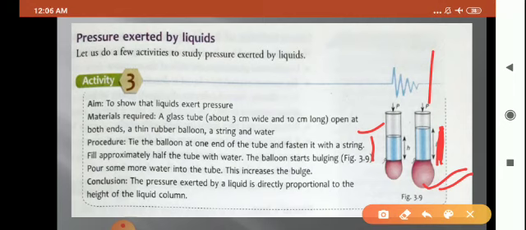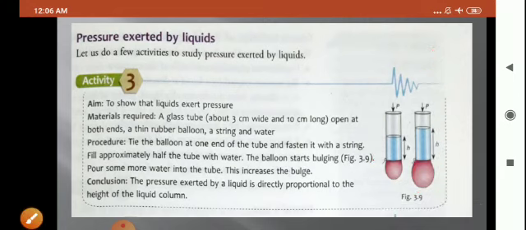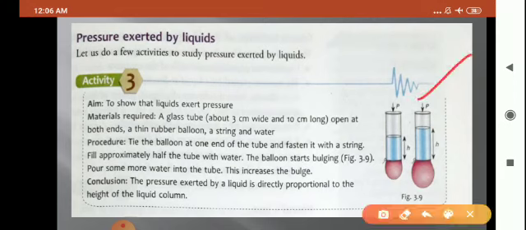Okay, जितना ज़्यादा पानी का height होगा, उतना ज़्यादा liquid नीचे की ओर pressure exert करेगा. More the height of the liquid, more will be the pressure exerted by it at the bottom. That is the reason that in this second glass tube, the height of the liquid column is more.